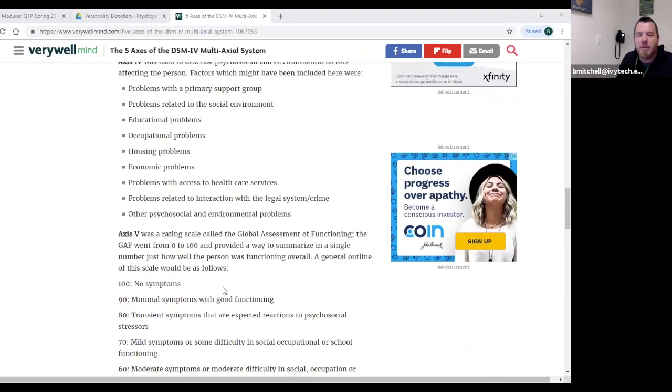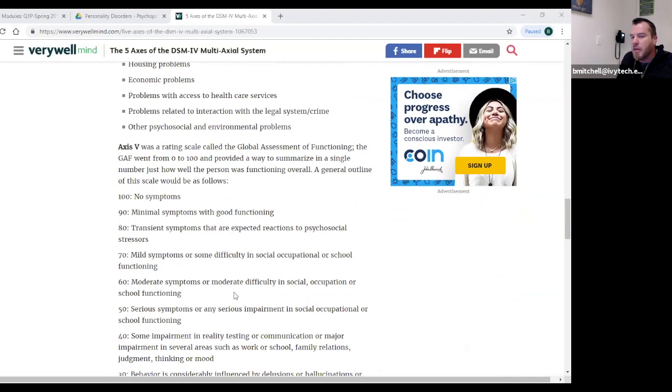Axis 5, I'm not a real big fan of. It's called the GAF score, Global Assessment of Functioning. It's basically a quantitative way of trying to assess how a person is doing. The reason I never liked this is because it was never implemented very well. I had different clinicians who would use different scales, even though it's right here.